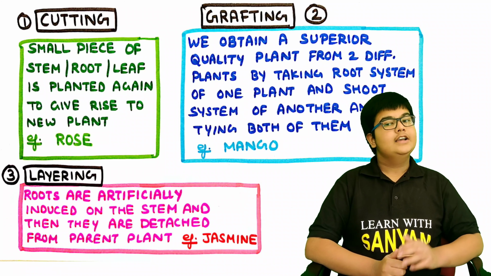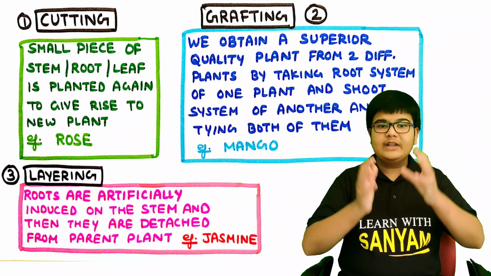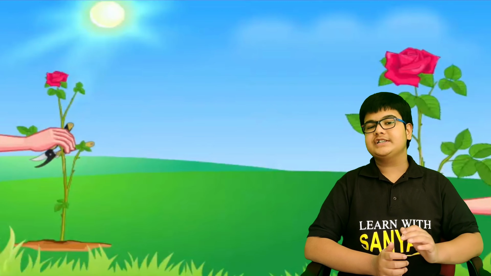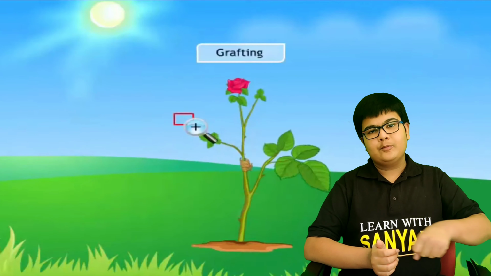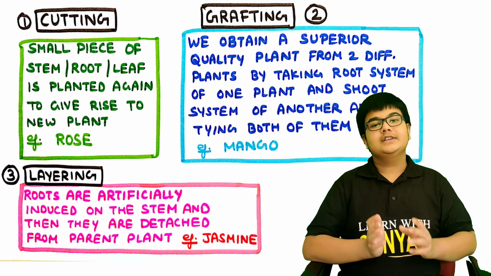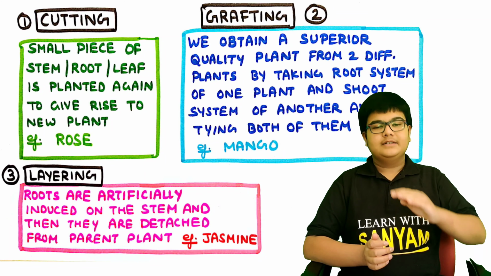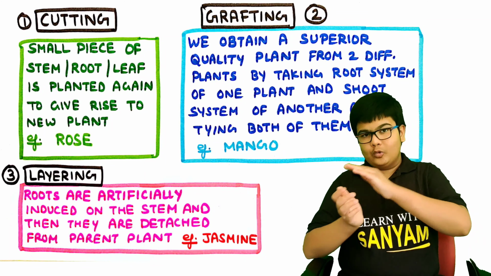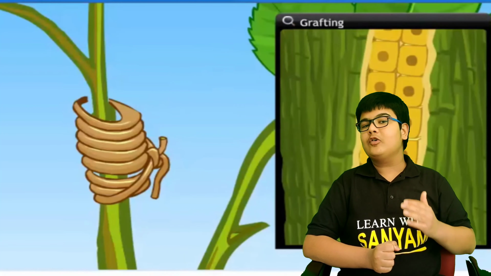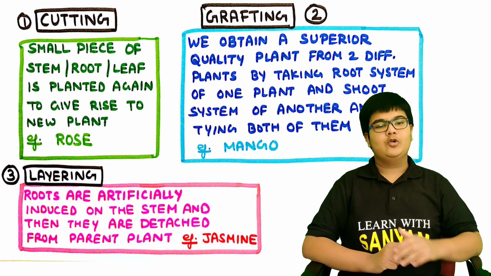Second, grafting. In grafting, we obtain a superior quality plant by taking two different plants. We take the root system of one plant and the shoot system of another plant and then tie both of them. Basically, if we want the characteristics of two plants to be there in a new offspring, then we will take the shoot system of one plant and the root system of the other plant and then tie the both. And in this way, we will get a superior quality plant. An example of grafting is mango.